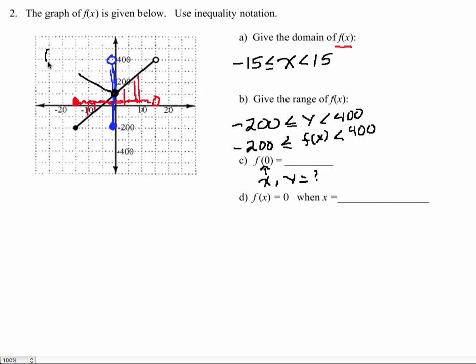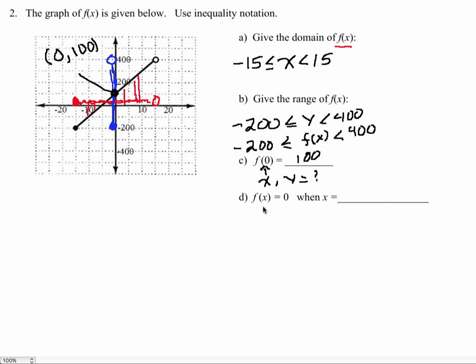So keeping track of our units, of course, it looks like that ordered pair is at 0. That's our x value that was given. And the corresponding y value looks like it's 100. So f of 0 would be equal to 100.